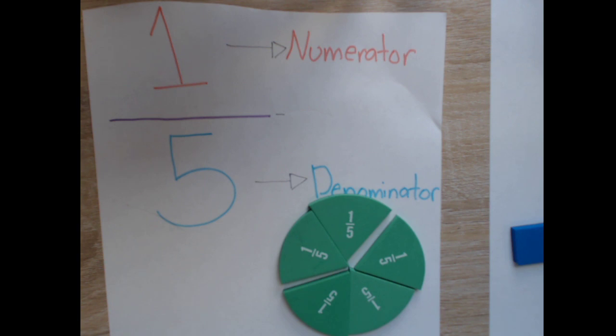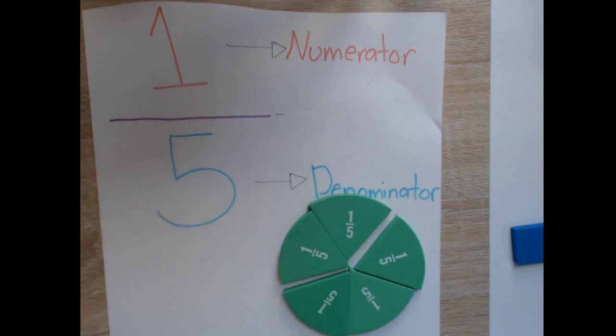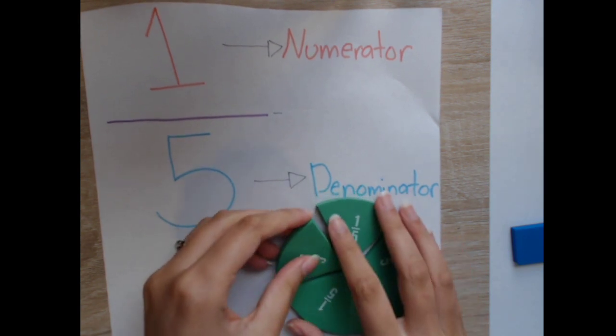The numerator on top tells you how many pieces or parts you have. If the numerator is 1, that means you have 1 piece. In the area model below, we can see how 1/5 is part of a whole.